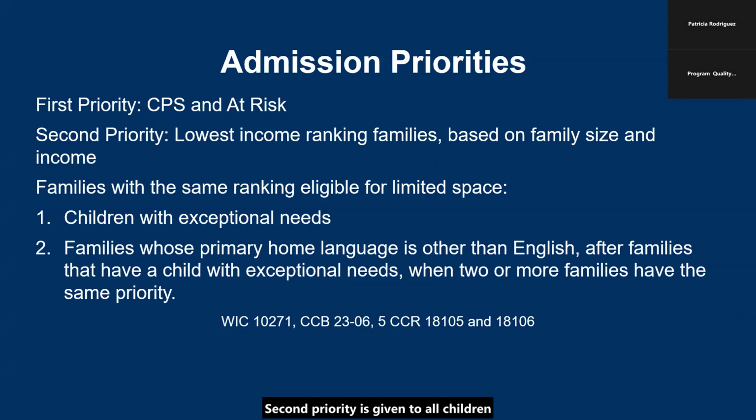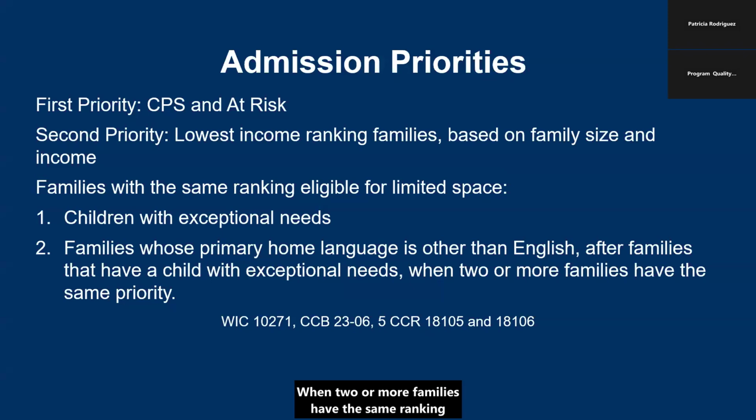Second priority is given to all children and families who are not within the first priority for admission and shall be admitted by ranking determination based on family size and income, with the lowest ranked family admitted first. When two or more families have the same income ranking, the family that has a child with exceptional needs shall be admitted first. If a determination cannot be made, the family whose home language is other than English shall be admitted. Refer to CCB 2306 for additional information.